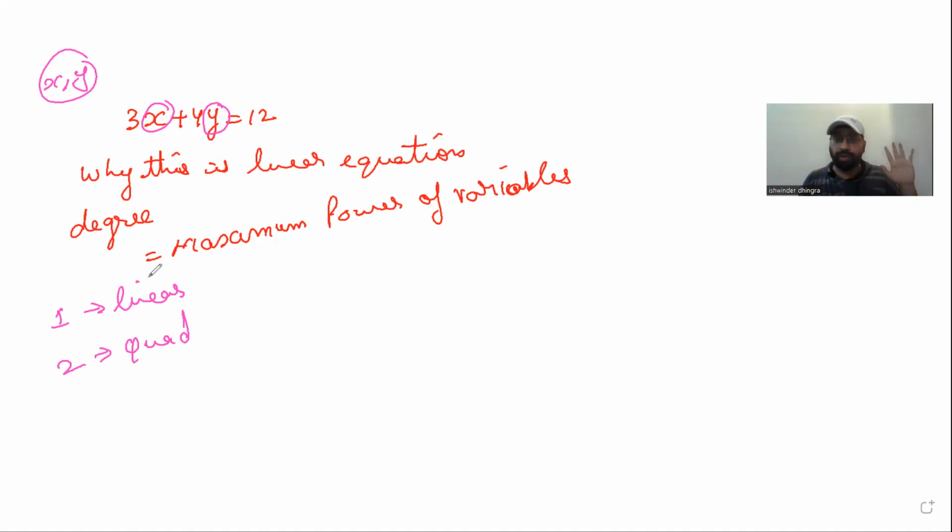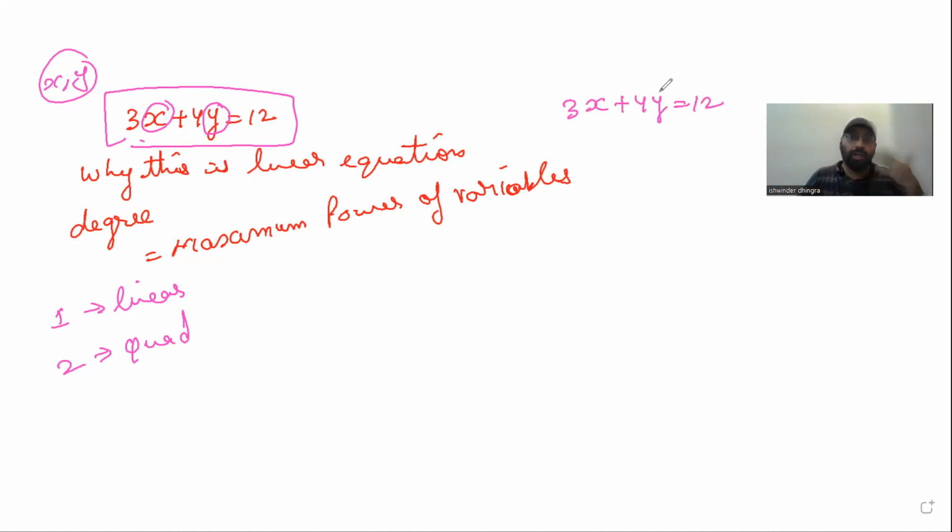But we don't need to go there right now. We'll discuss quadratic equations later. That's not a problem. So this is how you can identify whether the given equation is a linear equation. We can clearly say that 3x plus 4y is equal to 12 is a linear equation in two variables. It's not one variable, it's a linear equation in two variables. I hope the things are clear.